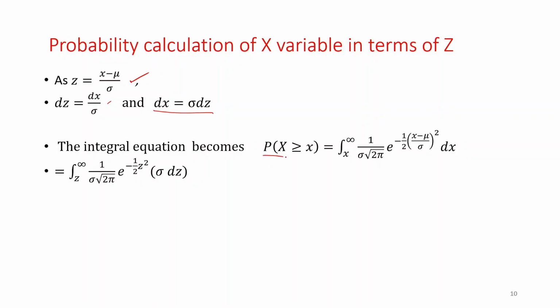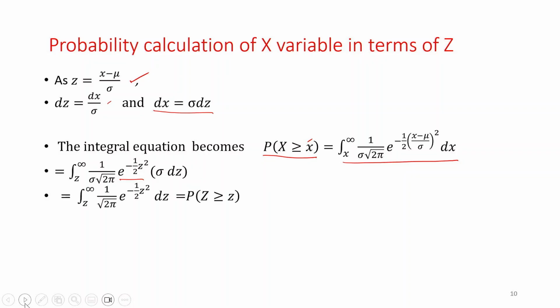If we are interested to know the probability that capital X, the x variable, is greater than a value small x, this is what we need to actually do. When we change this part into z, this is what it is going to come to. And now we replace this dx by sigma dz. It goes one step further, and this is what we basically get.